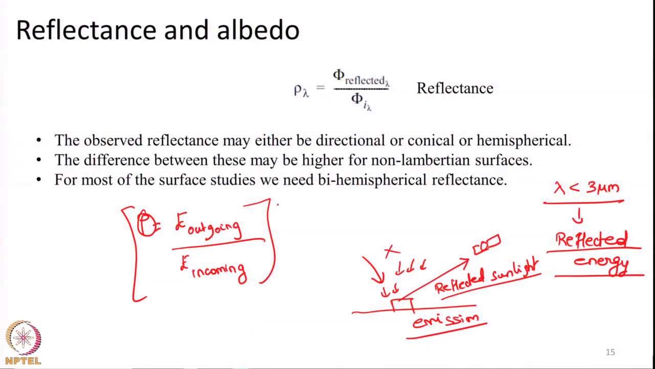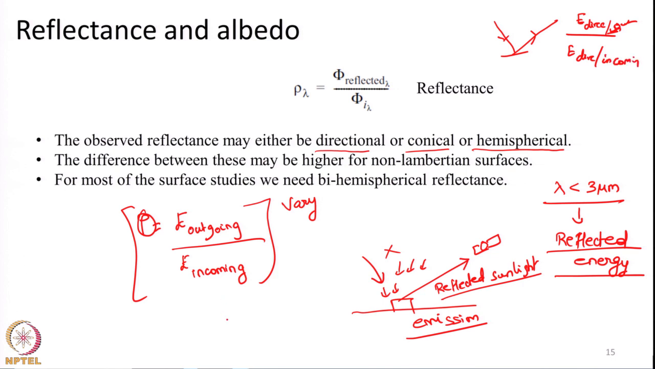As I said before, the direction of incoming and outgoing energy will vary, and also the nature of integration of incoming energy, whether it is coming over a conical projected area or over an entire hemisphere, depends on the measurements we make. So, based on the directionality of the measurements, the reflectance that we measure is going to vary. The observed reflectance may be directional, conical or hemispherical. I just defined rho as E outgoing by E incoming. The energy can be coming in exactly one direction and going out in exactly one direction. So, this is E directional outgoing divided by E directional incoming.